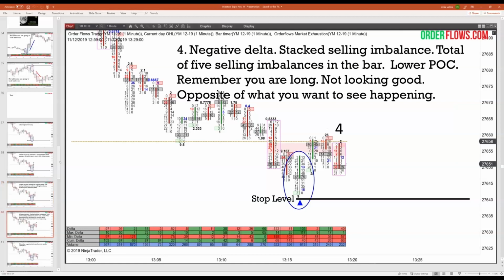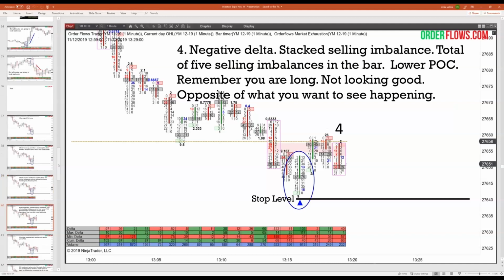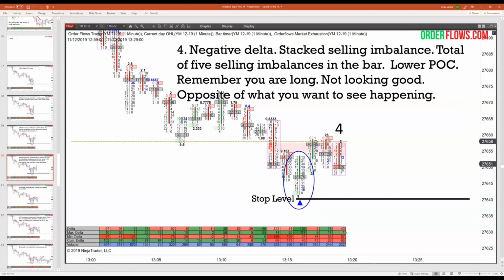Then in the fourth bar, what do I got? I got negative delta, minus 40. I got 5 selling imbalances in this bar. I've even got a stack selling imbalance in there. I got a lower point of control, a lower high, a lower low. This is not what I want to be seeing. I want to be seeing higher highs, higher lows, buying imbalances, positive delta.